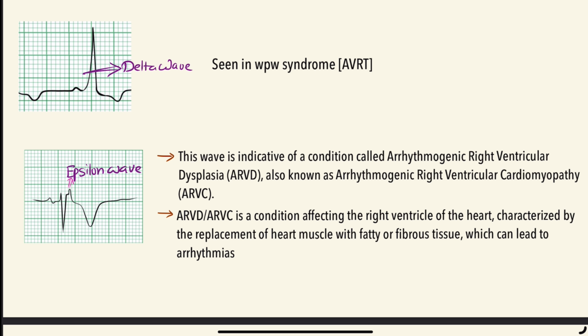Lastly, we come to the epsilon wave, indicating arrhythmogenic right ventricular dysplasia, or ARVD, also known as arrhythmogenic right ventricular cardiomyopathy. This condition involves the replacement of the right ventricular muscle by fatty or fibrous tissue, leading to arrhythmias.